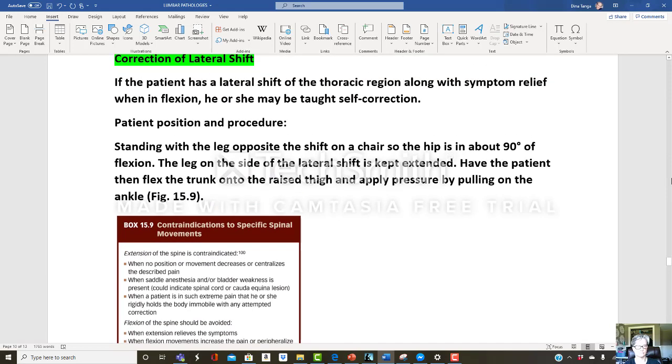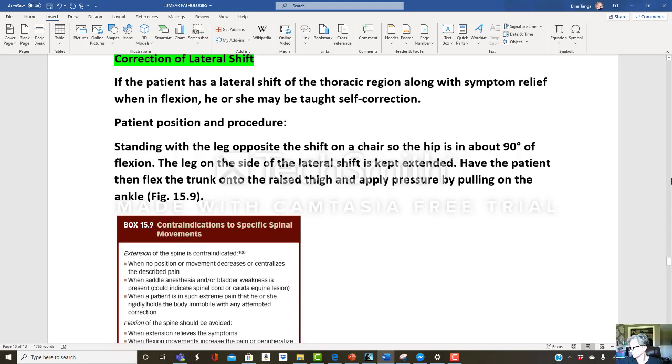Patient position and procedure. Standing with the leg opposite the shift on the chest so the hip is in about 90 degrees of flexion. The leg on the side of the lateral shift is kept extended. Have the patient then flex the trunk onto the raised thigh and apply pressure by pulling on the ankle.